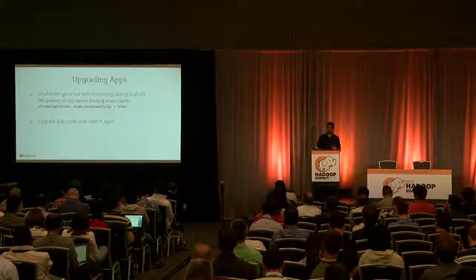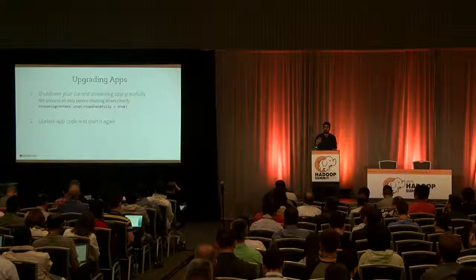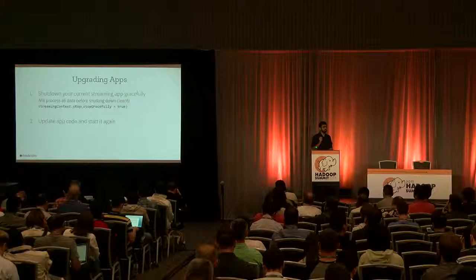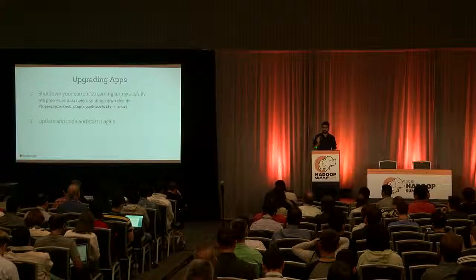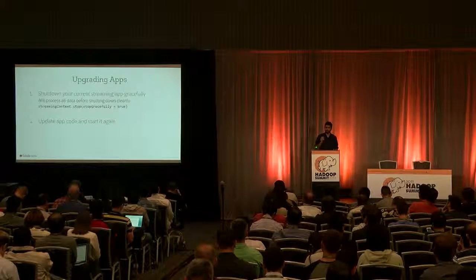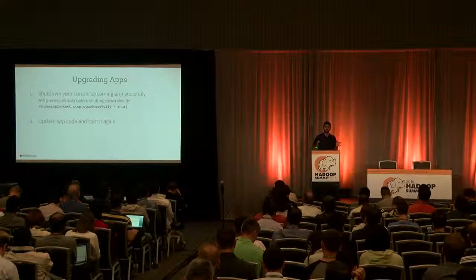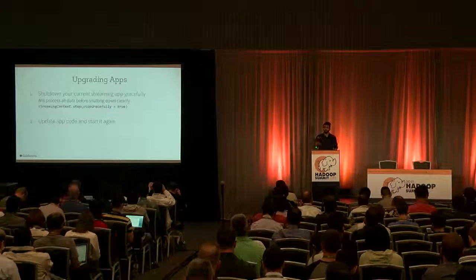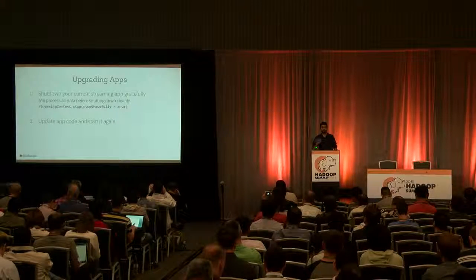The last part is, now that you have a streaming app running, you may need to upgrade its code. How do you actually upgrade your app? What you should do is shut down your current streaming app gracefully. By gracefully, I mean you just set this flag when you stop the streaming context. It will first stop receiving data, ensure all the received data is processed, and then cleanly shut down. Then you can redeploy your updated app and start it over again. This ensures that during the upgrade process, you don't lose any data.